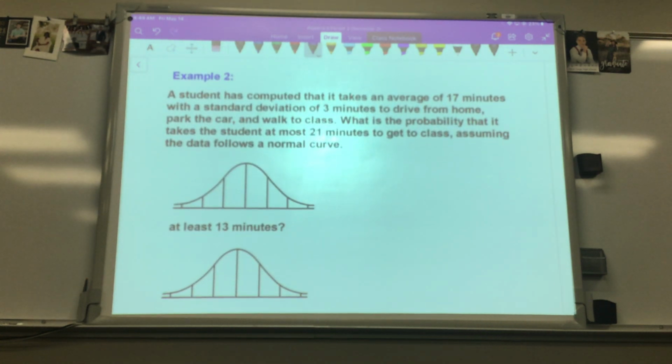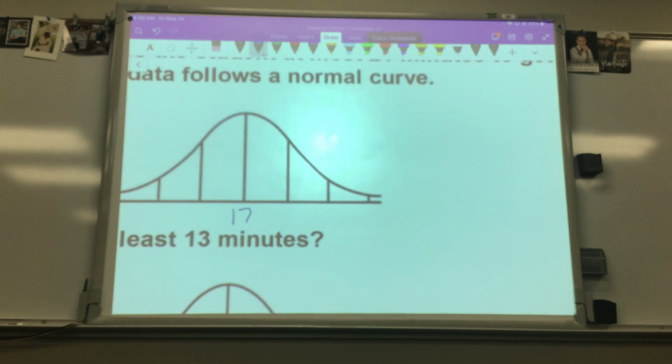A student has computed that it takes an average of 17 minutes with a standard deviation of 3 minutes to drive from home, park the car, and walk to class. What is the probability that it takes the student at most 21 minutes to get to class, assuming the data follows a normal curve? What's going to go in the middle there? 17. What are those values surrounding it there?